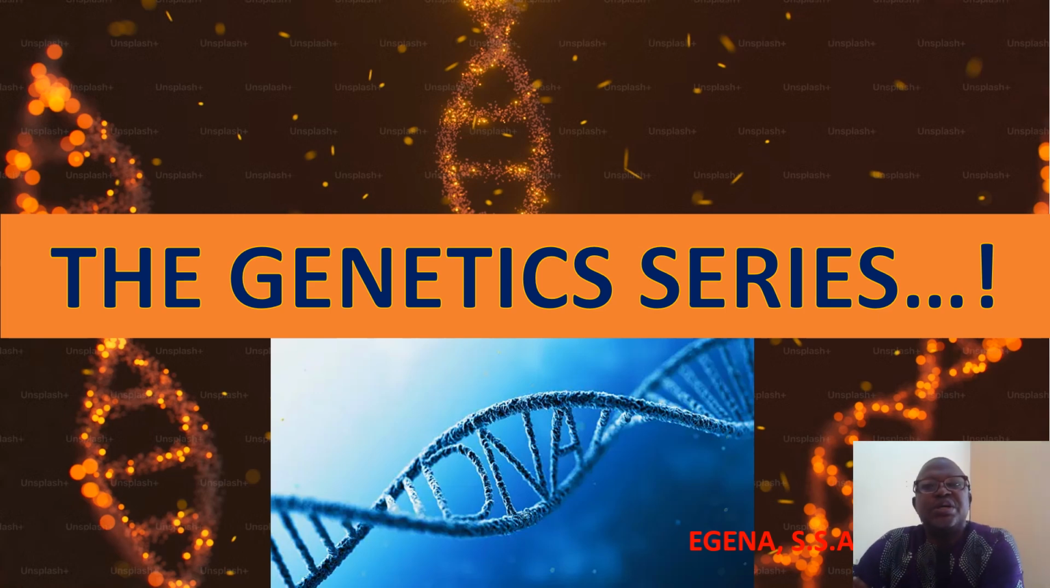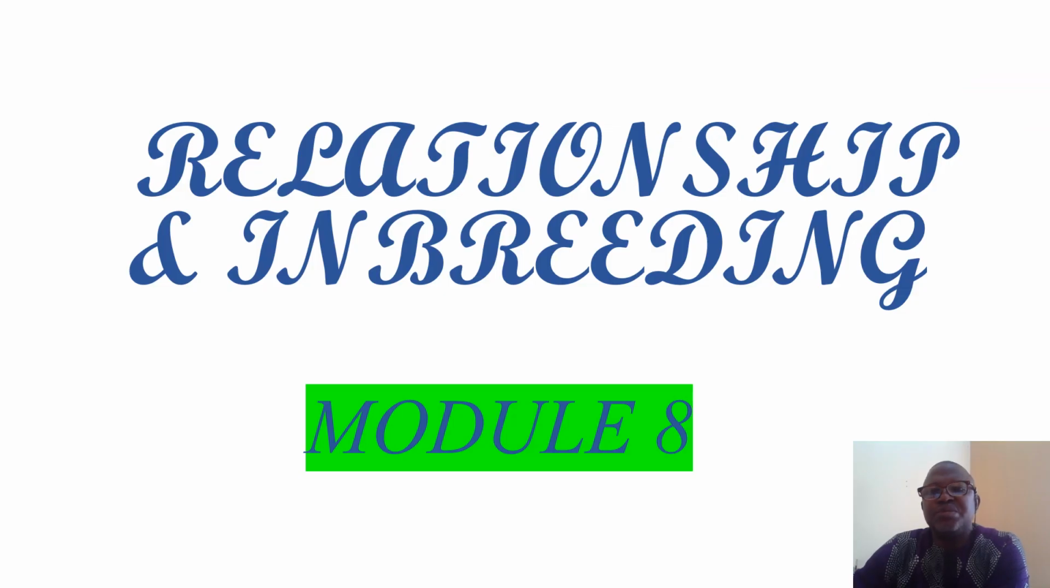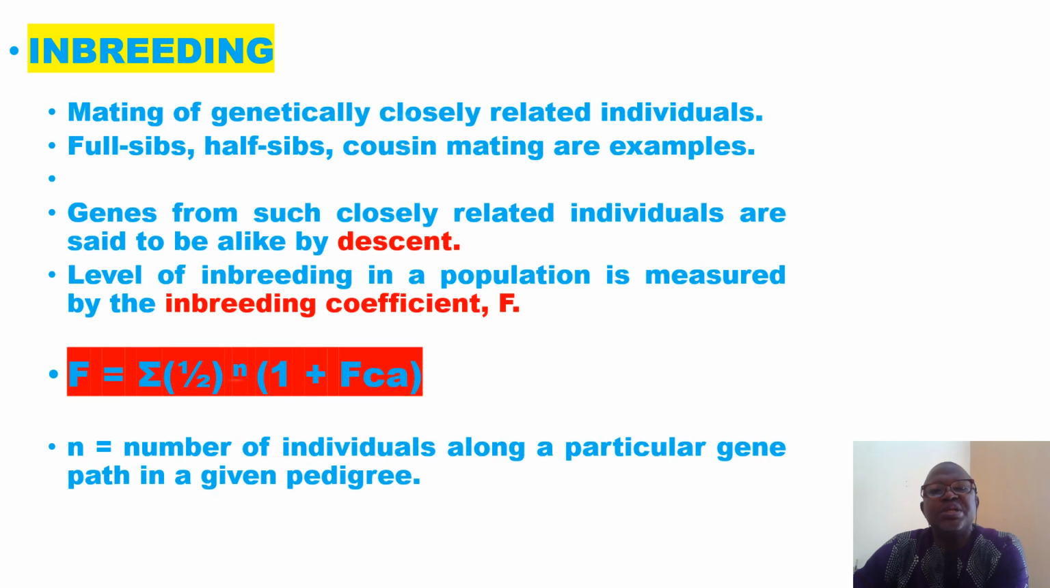Okay, we continue with our series on animal genetics. And today we'll be looking at relationship and inbreeding in animals. Inbreeding we treated in the last module, and we remember that it is the mating of genetically closely related individuals such as full sibs sharing the same father and mother, and half sibs sharing one of the parents. Matings from full sibs and half sibs produce inbred individuals.